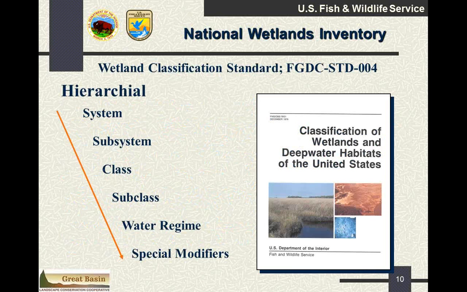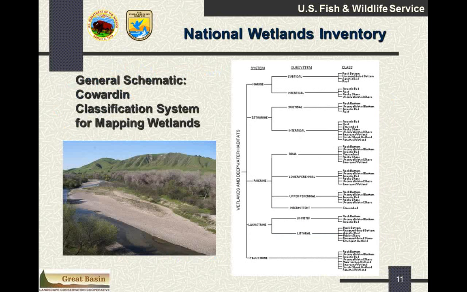And it's a hierarchical system that goes from systems, which are general, riverine, lacustrine, palustrine is what you would have in Nevada, down to subclasses and water regimes. So the water regimes will tell you how often an area is flooded. And then we also have special modifiers that allow you to talk about man-made influences or even beaver. I'm not going to go too far into the classification system. I'm just trying to give a general idea for people that maybe aren't familiar with it.